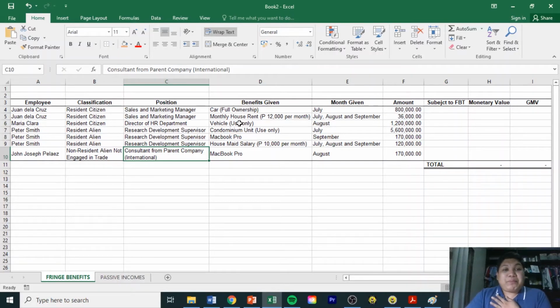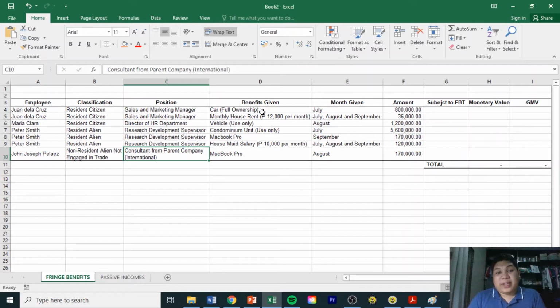The benefits received by Juan de la Cruz are a car, wherein the full ownership was granted to him, meaning the entire car was registered in the name of Juan de la Cruz. Also, aside from the car, Juan de la Cruz received a free monthly house rent, equivalent to 12,000 per month. Meaning, he is living in a house wherein he is freed from paying the rent, and the company shouldered the 12,000.